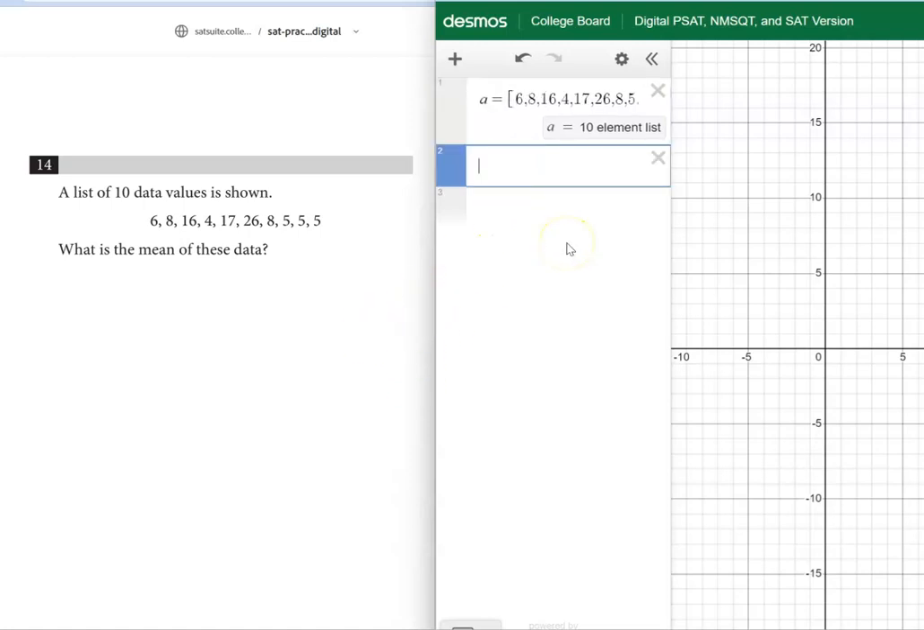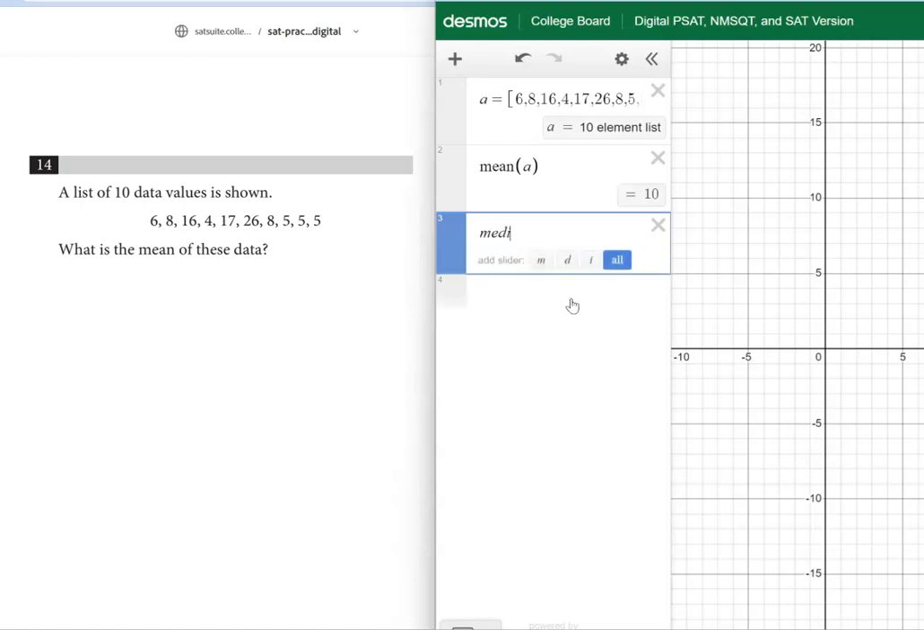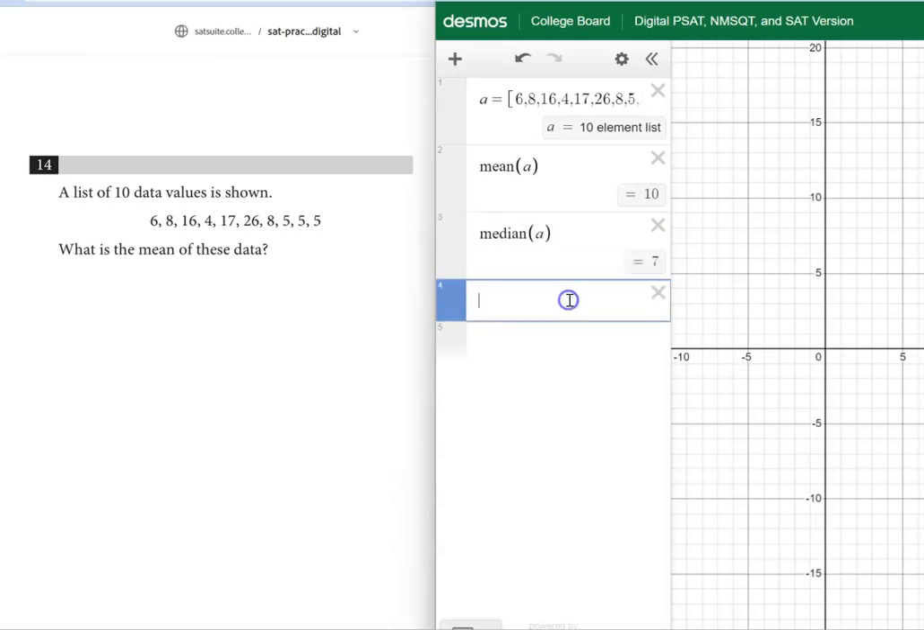Now, to get the mean of these data, you would type MEAN, open parentheses, and put the name of your list, and it's as simple as that. The mean is 10. Now, I do want to show you a couple of other things in case they ask something else, because they could ask, what is the median? Well, you can type median and put A in there. Or maybe you want like the quartiles or some other weird thing.